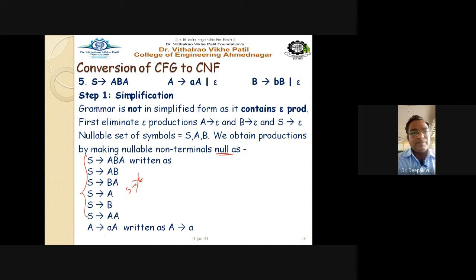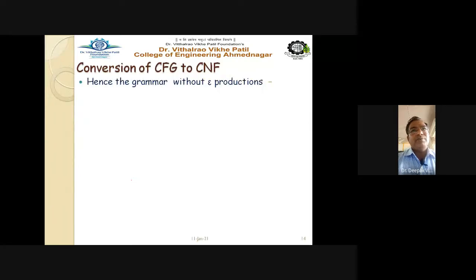And from this A, this is one rule here. From this rule we get another rule, by making this A null, A gives small a, and from B, small b, and capital B written as BB, because this B now becomes null here. So these two new rules we are forming by making nullable non-terminals null. So collect all these rules. Hence the grammar becomes, without epsilon productions: S produces ABA, AB, BA, A, B, AA, and A produces A, B produces BB and B.